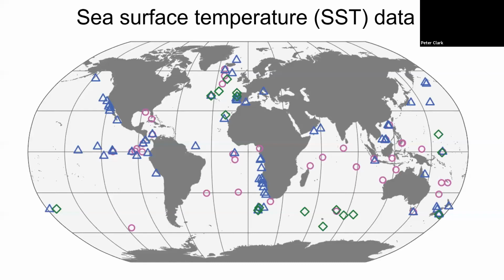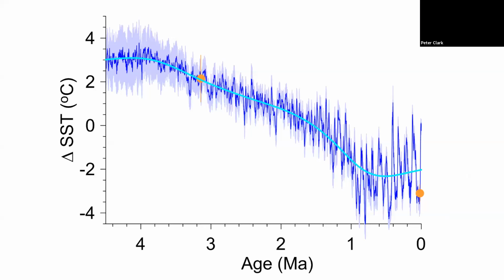This is the resulting change in global sea surface temperature over the last 4.5 million years that we came up with. So we took all these records, we stacked them, and came up with this long-term average with an uncertainty on it. The dark blue line shows the higher resolution reconstruction. The lighter blue shows a running average through that, and then the uncertainty around it.